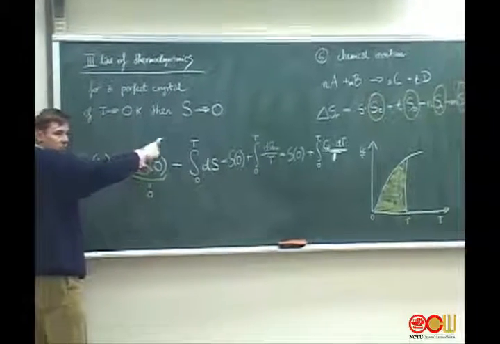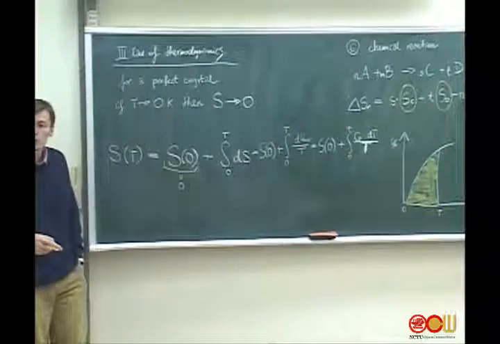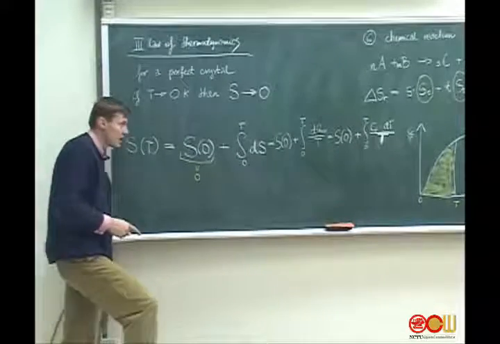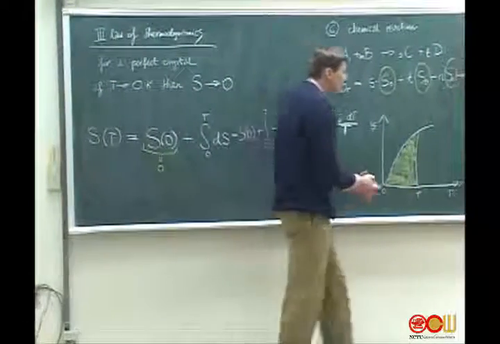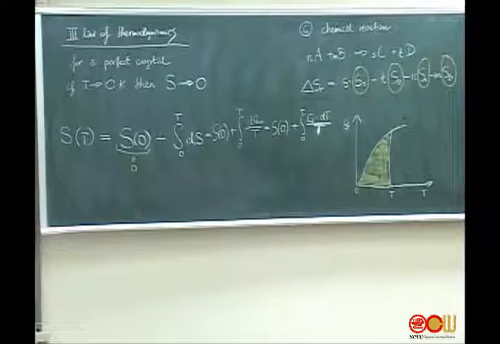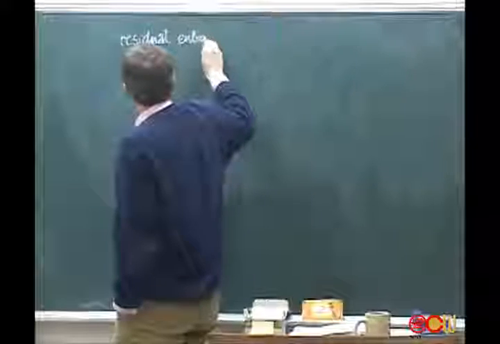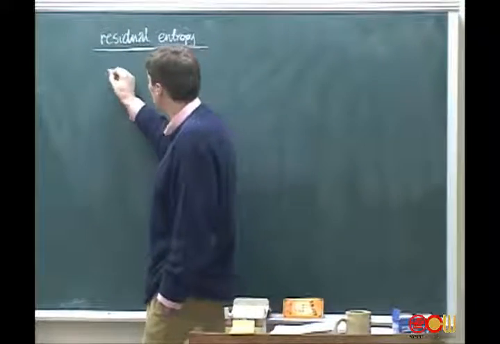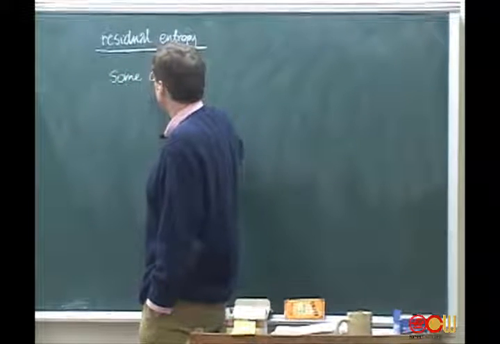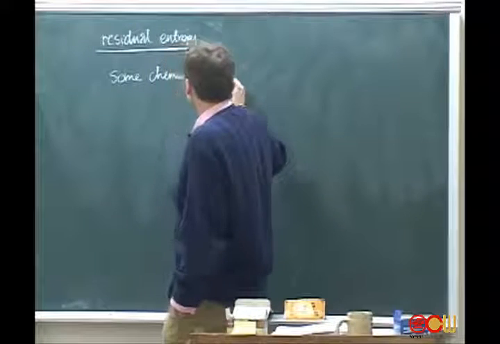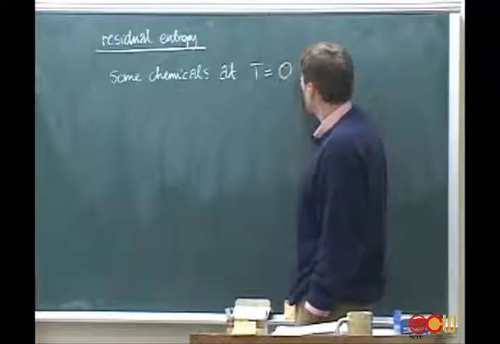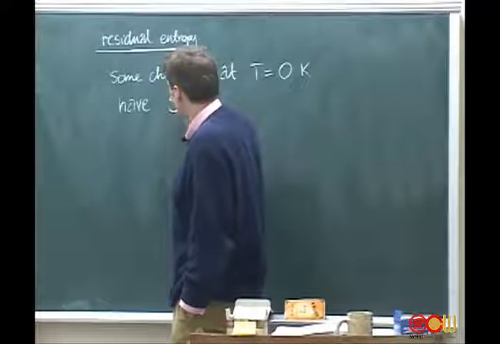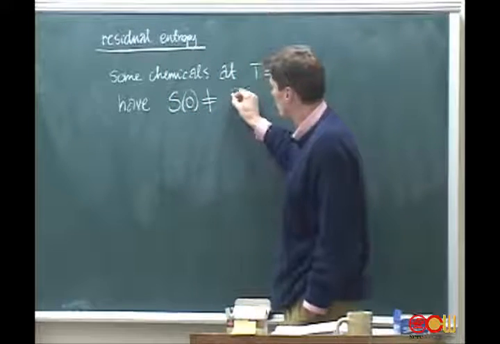If this is zero, maybe it's just enough to cross this out. Turns out that not for every chemical can you kick it out. For example, for metals, yes, you can remove it, but there are many chemicals that have something called residual entropy. Now I will tell a few words about the residual entropy. Some chemicals at temperature equals 0 Kelvin have entropy at 0 non-equal to 0.